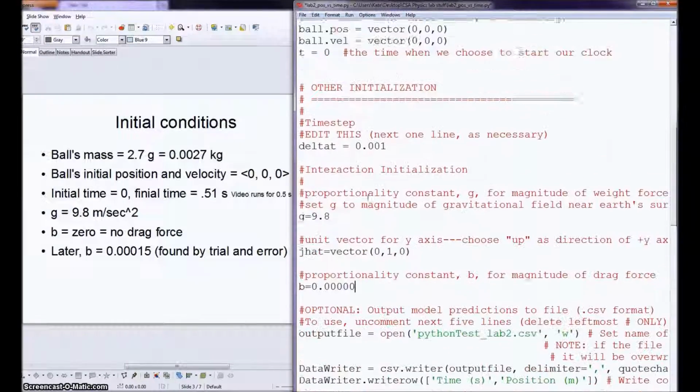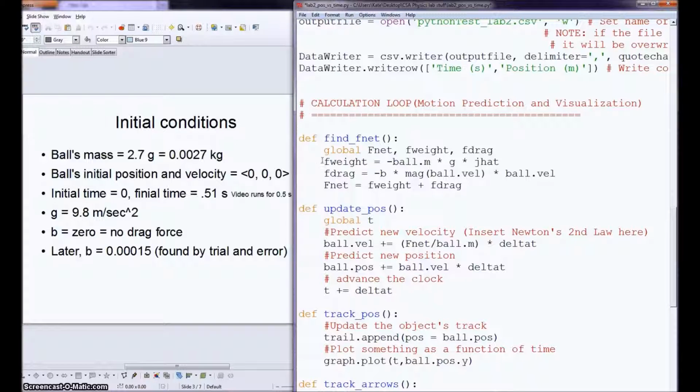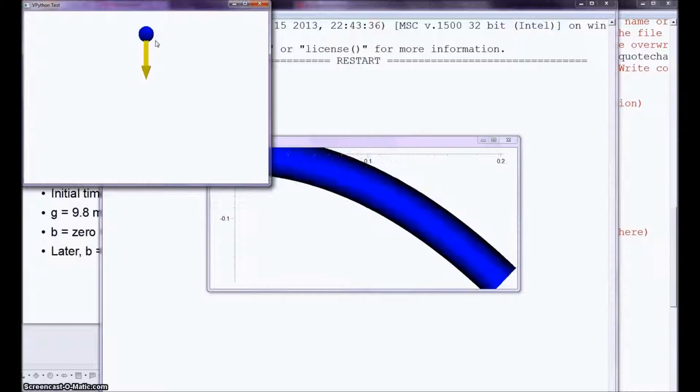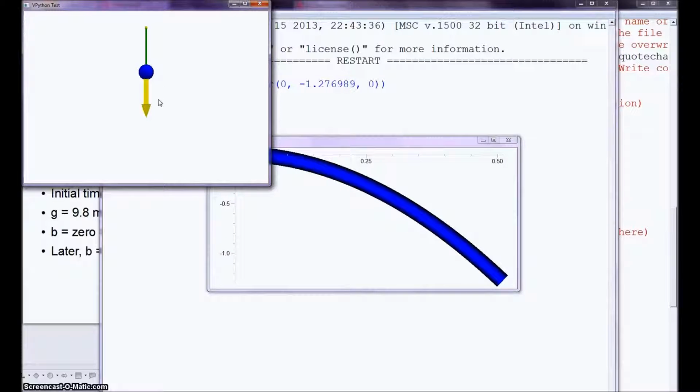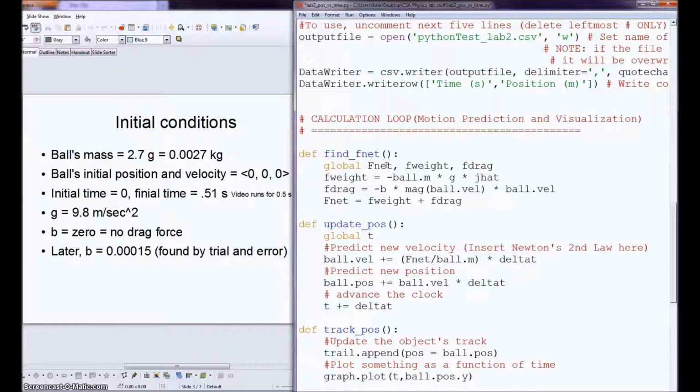I import those values over here, and then to track the position of the ball, I find the net force by finding the weight force and the drag force, and then adding them together, and then I use that net force when applying Newton's second law. And so when we run the model, we should see a ball dropping slowly at first and then speeding up, and we should also see arrows representing the forces in play. This one represents the weight force. This isn't quite right, however, because I'm ignoring drag in the model.